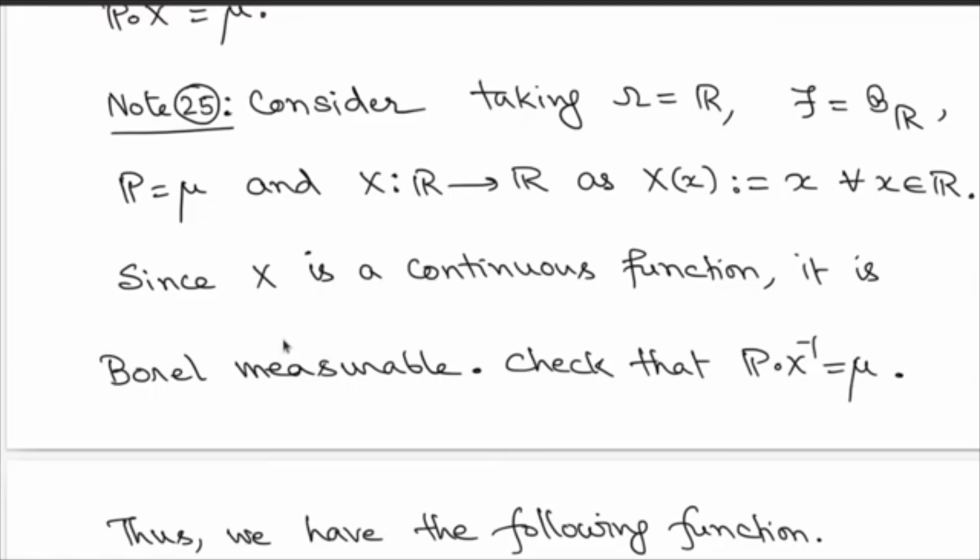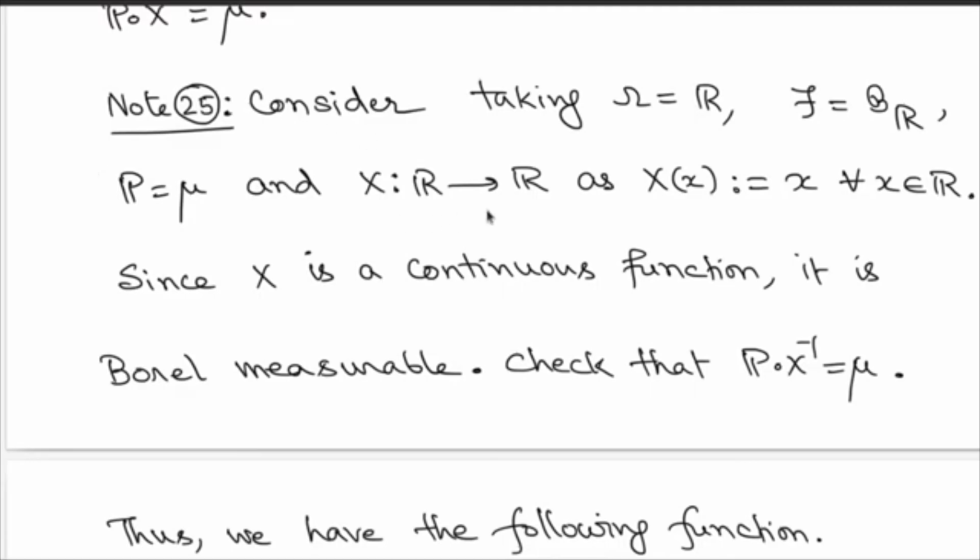So what do you do? Remember, you are given the range side probability space. Range side, you have the real line, Borel sigma field and the specified probability measure mu. What do you do? You take the exact same things on the domain side. You put omega to be the real line, take the sigma field script f to be the Borel sigma field on R, and take the probability measure as the probability measure mu. Alright, great. So you now have the same probability space on the domain side.